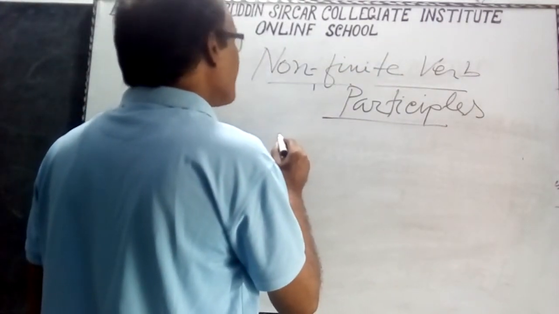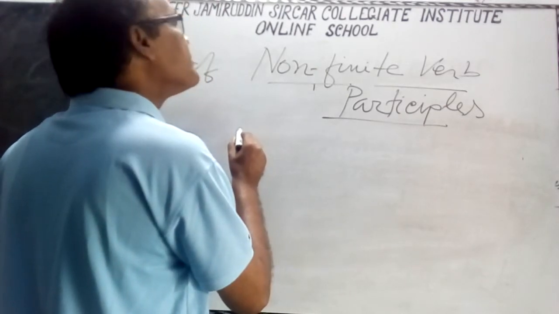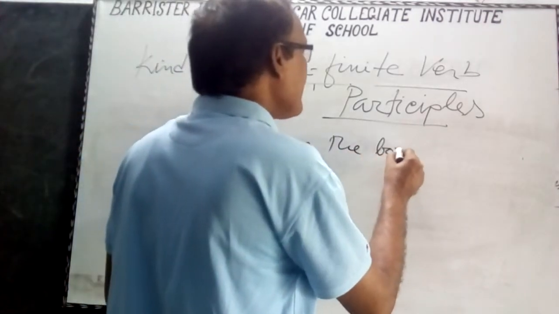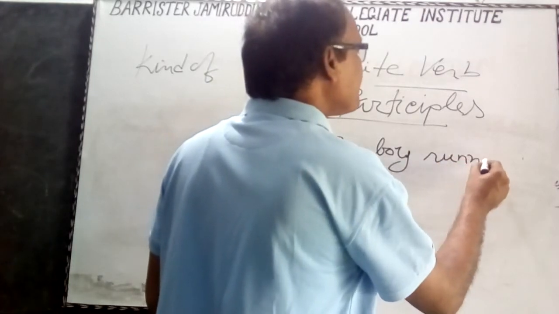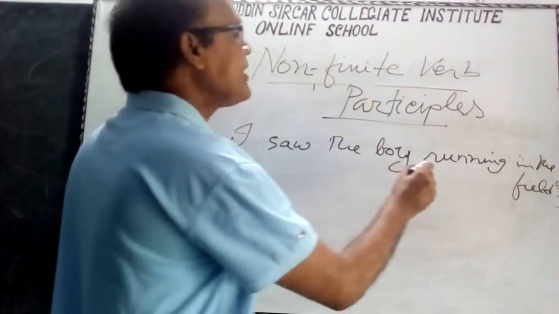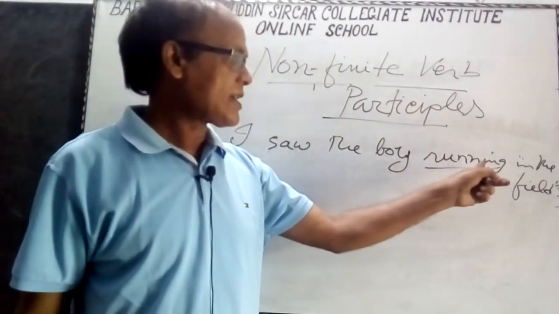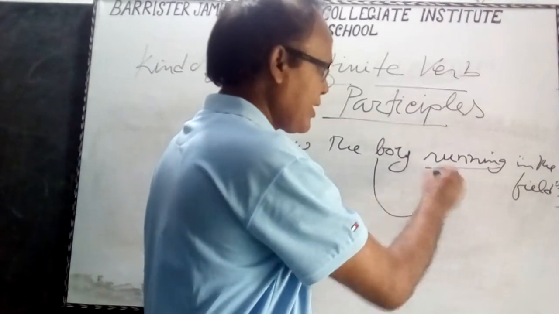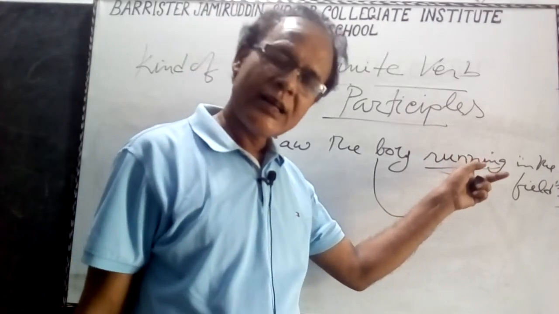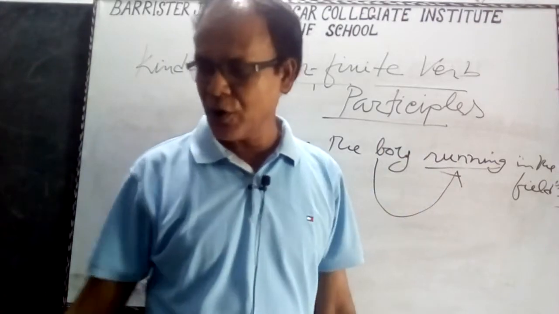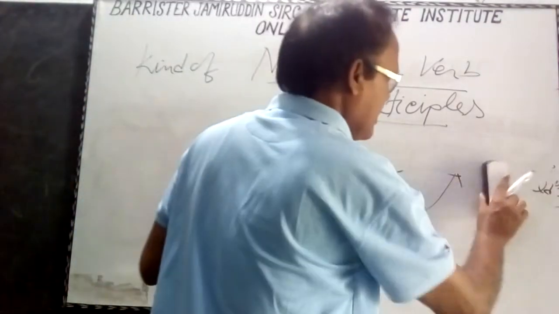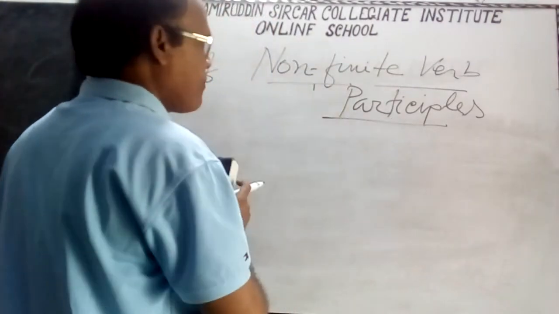Suppose, I saw the boy running in the field. Here, running: run takes ing and it works as an adjective, describing the object, the boy. So this is called a participle. And we will see another example later. Let's now see the kinds of participles.